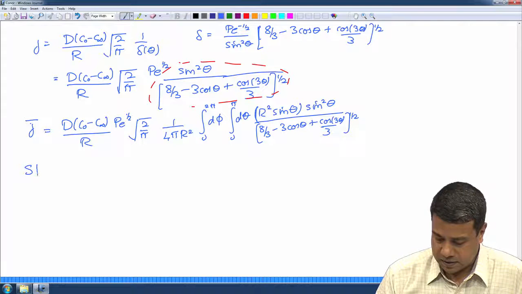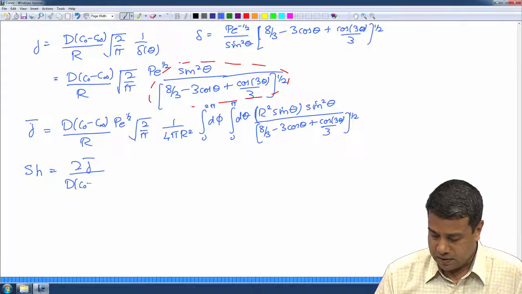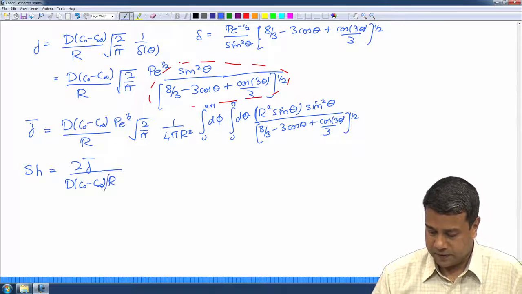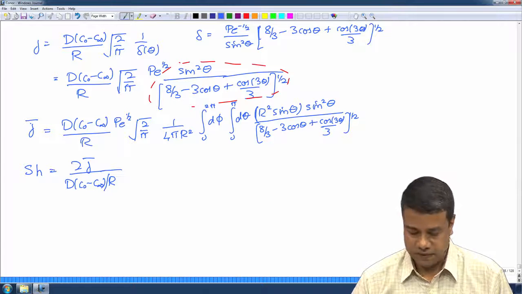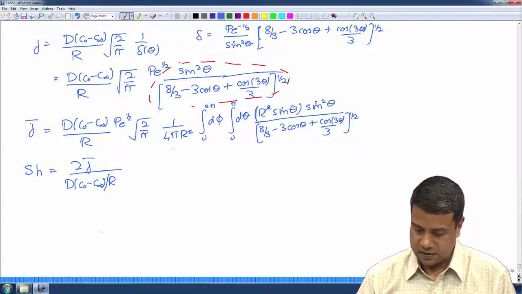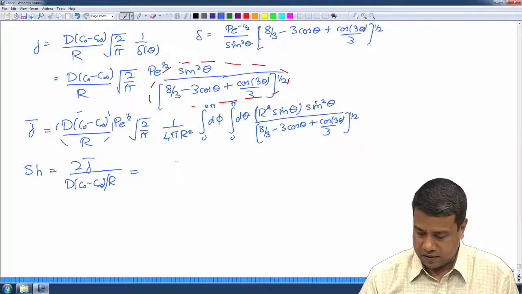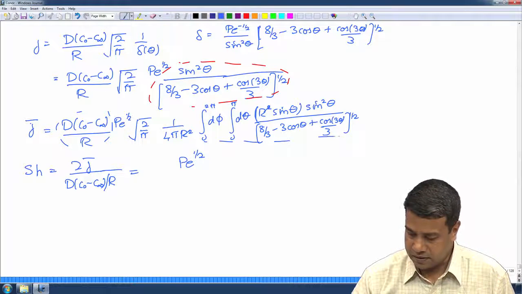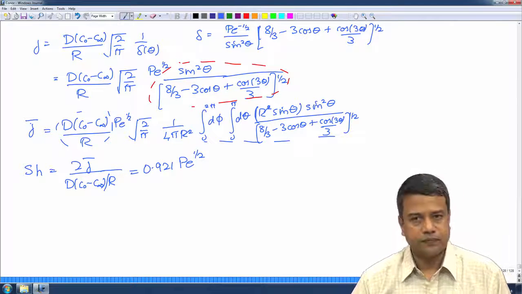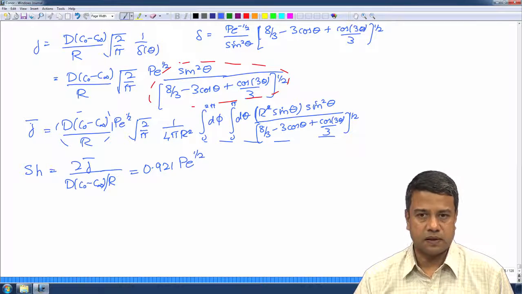Once I do that, then I can write down the Sherwood number as equal to 2 times the average flux by D into C naught minus C infinity divided by R, because it is usually defined in terms of the particle diameter rather than the particle radius. So that is why the factor of 2. And you can easily see if you go through the calculation, these R's will cancel out. This D into C naught minus C infinity by R will cancel out with this one. And I will get a constant times Peclet number to the half. And that constant, if you calculate this integral, turns out to be 0.921, where the Peclet number is now defined based upon the particle radius, not the particle diameter.